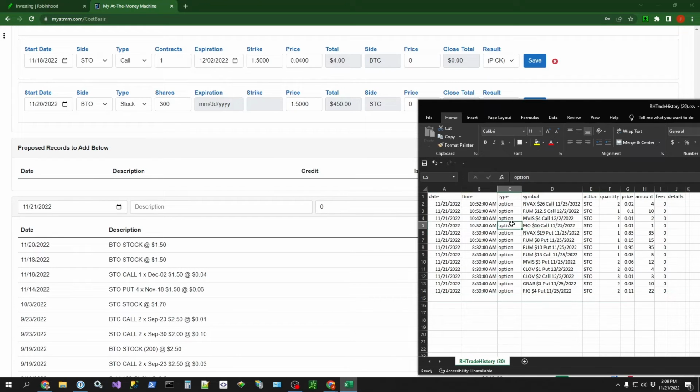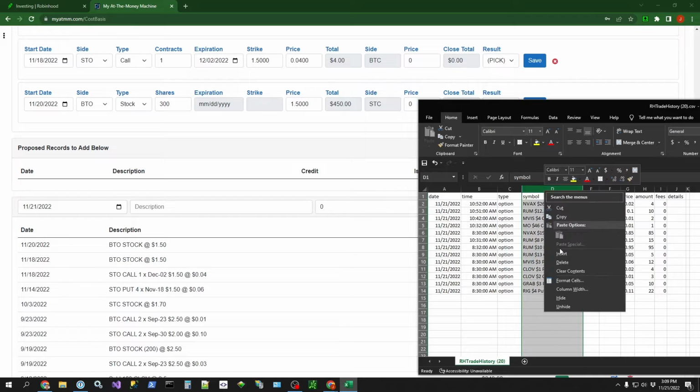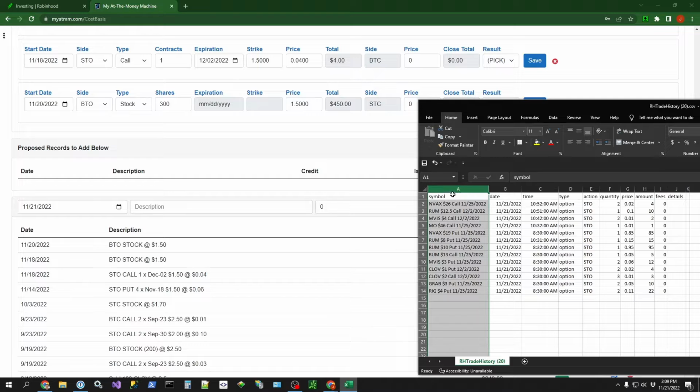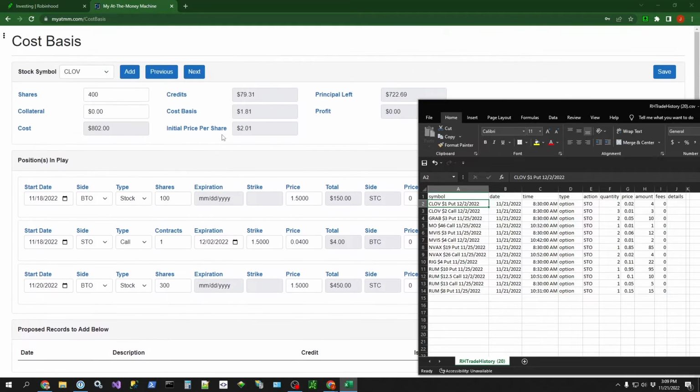All right, let's see. These are kind of out of order, and it makes it a little more complicated, so I'm going to do some rearranging here. Let me sort. There, it groups the symbols together and makes it a little easier to deal with. We're sticking on CLOV, so that's good. So what executed here? We sold a call and we sold a put.